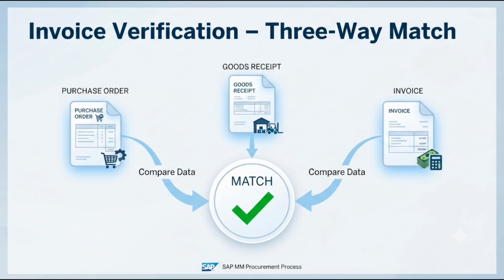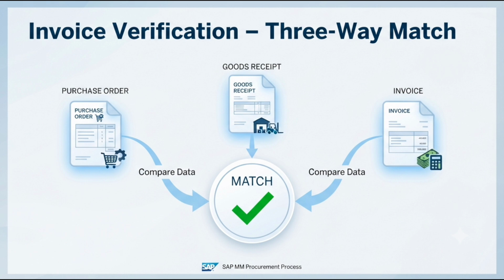Invoice verification is the process of checking the vendor invoice against the purchase order and goods receipt. This is called the three-way match. If quantity, price, and terms match, the invoice is posted and an accounting entry is created. If there are differences, the system blocks the invoice for further review. This control protects the company from overpayment and incorrect billing. Transaction MIRO is used for this step.